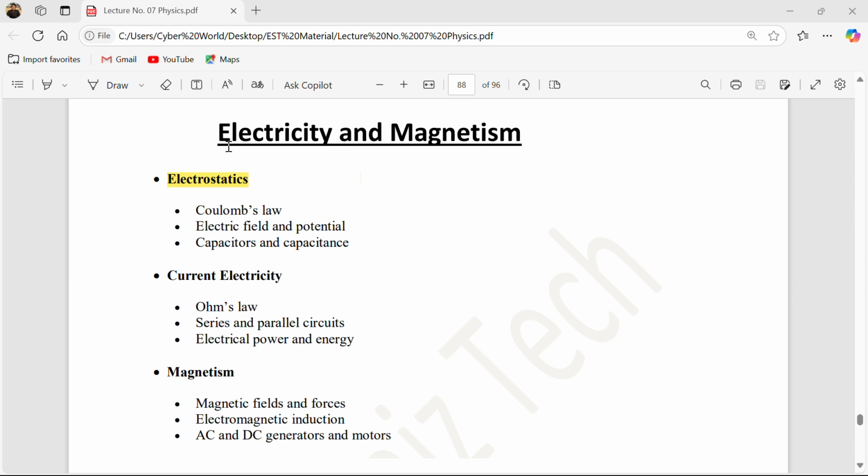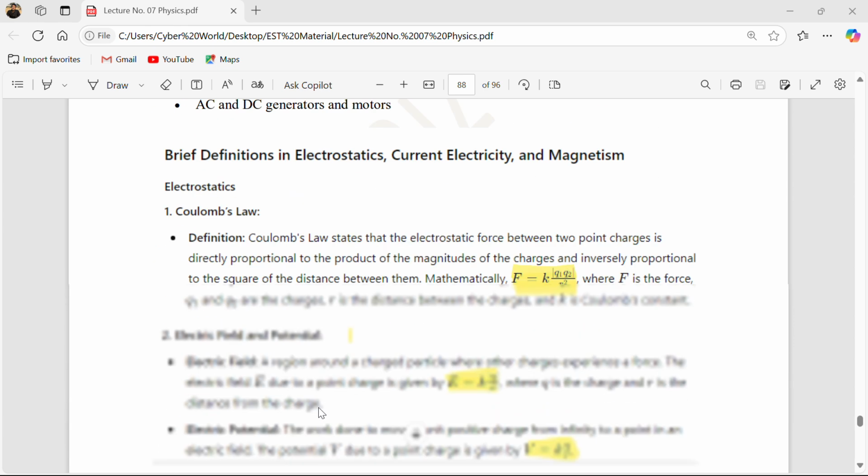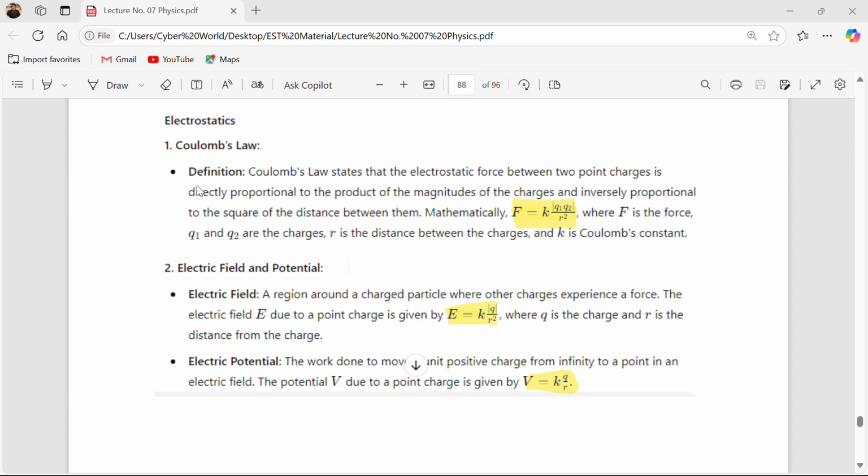Okay, we have to cover electrostatics, in which we have to cover Coulomb's law, electric field and potential, capacitors and capacitance. Then we move on to current electricity, in which we cover Ohm's law, series and parallel circuits, electrical power and energy. Then we move on towards magnetism, in which we discuss the magnetic field and forces, along with electromagnetic induction, AC and DC generators and motors. Okay, so firstly, briefly describe Coulomb's law.